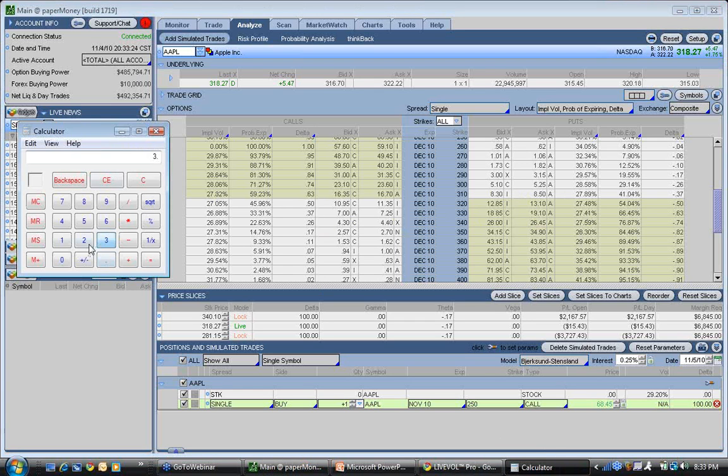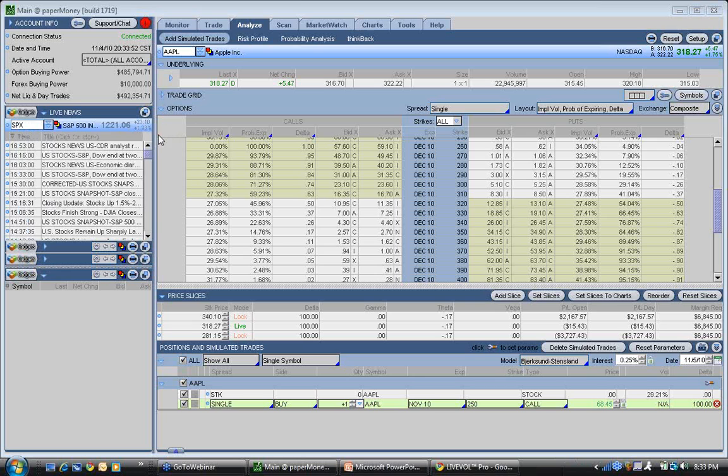So 30 days divided by 365, square root, times my vol, which is 0.2725, times my Apple price, 318 and a quarter. So we're expecting Apple to move plus or minus 24 bucks, or less, over the next 30 days. Pretty simple, actually.